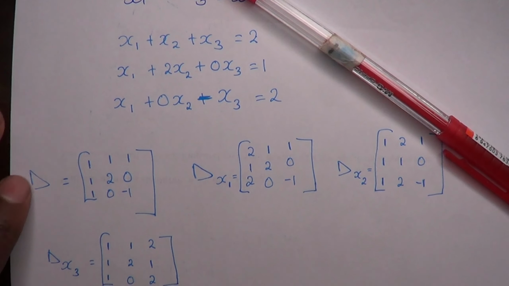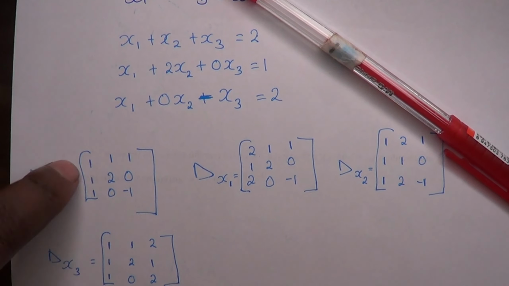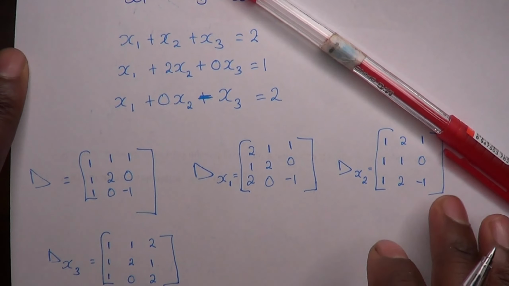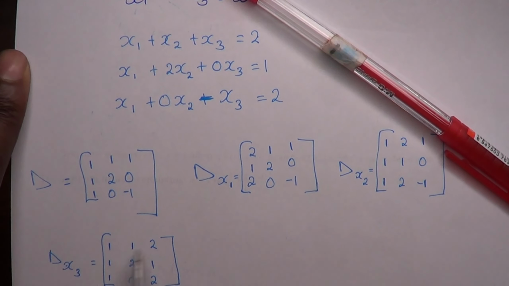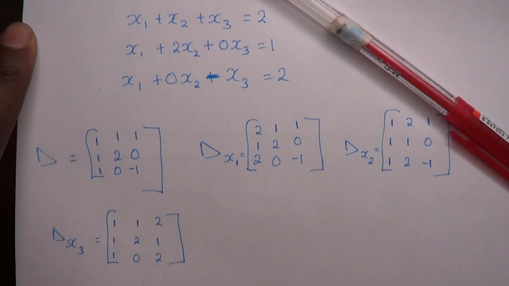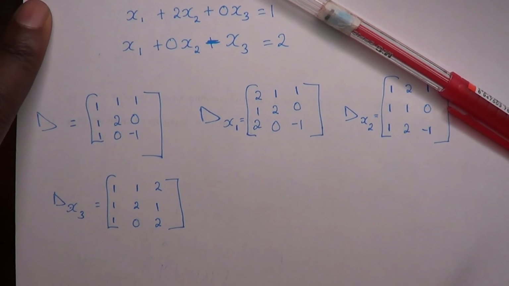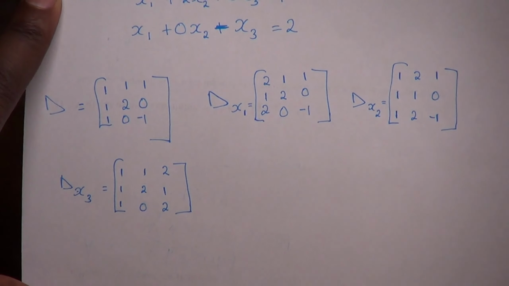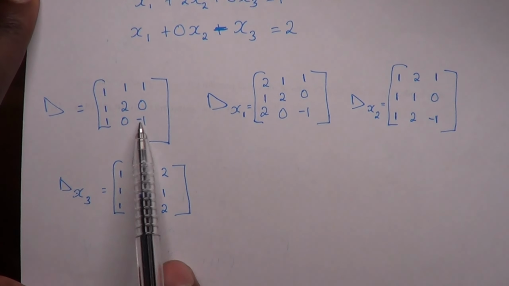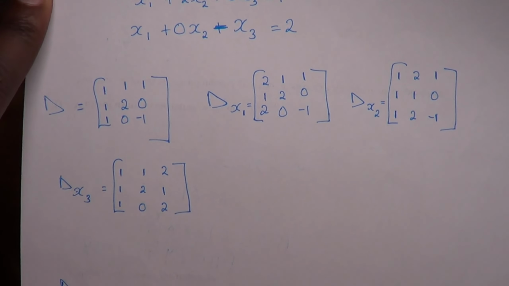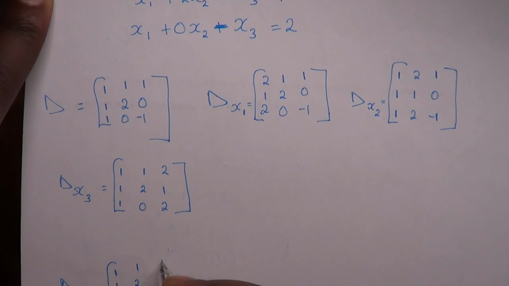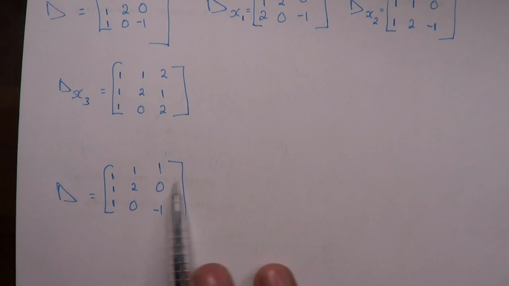Okay, then the next thing to do here is to find the determinant of each matrix. We start with D, which is the main one, then x1, x2, x3. So let me start with finding the determinant of D. You see, it is 1 1 1, 1 2 0, 1 0 negative 1. Let's find the determinant of this one.